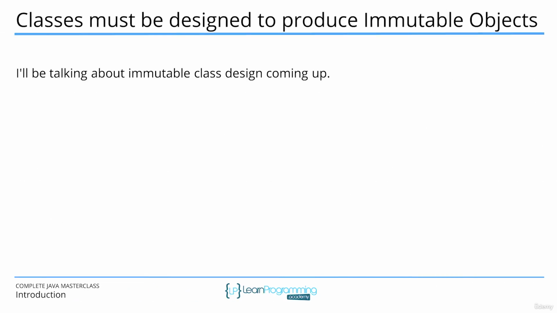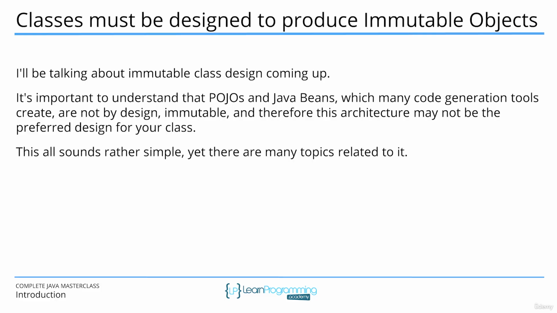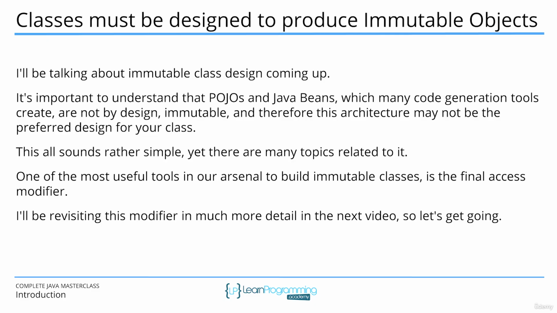I'll be talking about immutable class design coming up. It's important to understand that POJOs and Java Beans, which many code generation tools create, are not by design immutable, and therefore this architecture may not be the preferred design for your class. This all sounds rather simple, yet there are many topics related to it. One of the most useful tools in our arsenal to build immutable classes is the final access modifier. I'll be revisiting this modifier in much more detail in the next video, so let's get going.